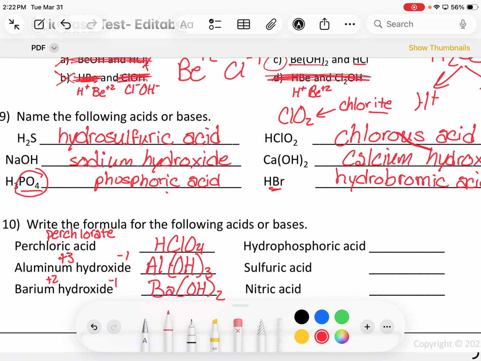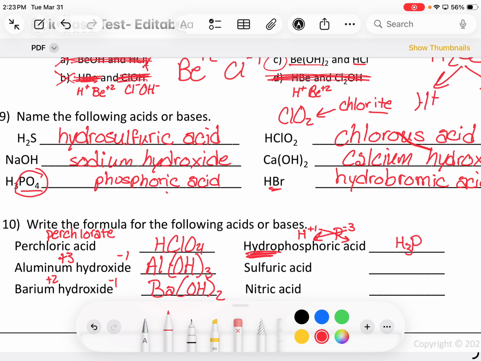Then, next, we have hydrophosphoric acid. Since we have that prefix hydro, what does that mean we don't have? We do not have oxygen. So that means it's just going to be hydrogen bonding with what? Phosphorus. Now, do we need any subscripts? Well, let's look at their charges. Hydrogen is +1. Phosphorus, according to the periodic table, is -3. Each element's charge becomes the other element's subscript. So it's H3P. That's hydrophosphoric acid.